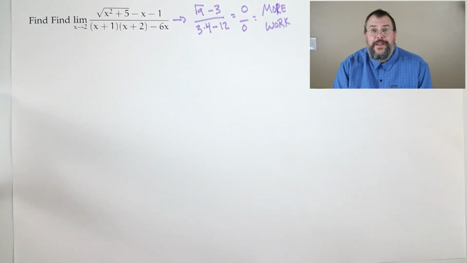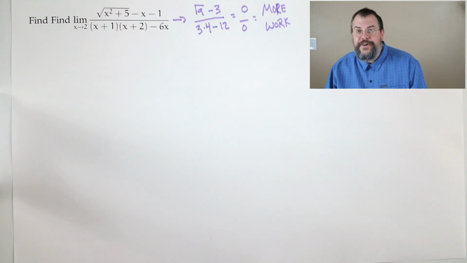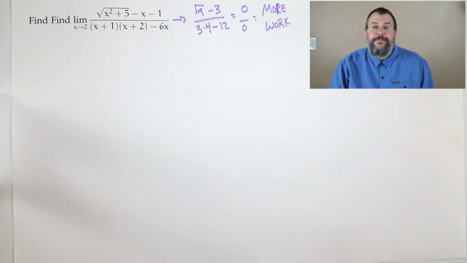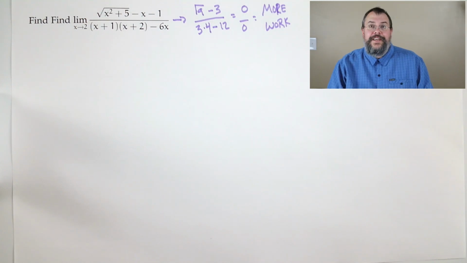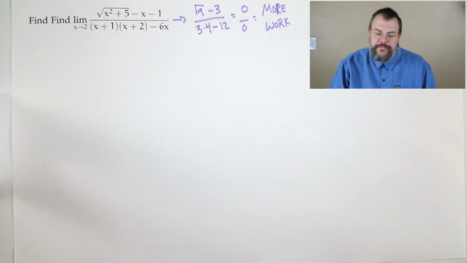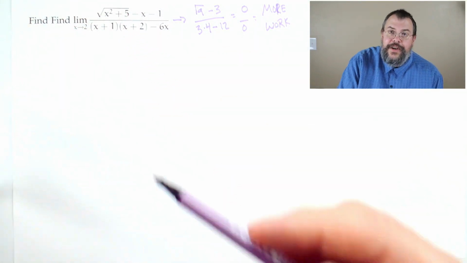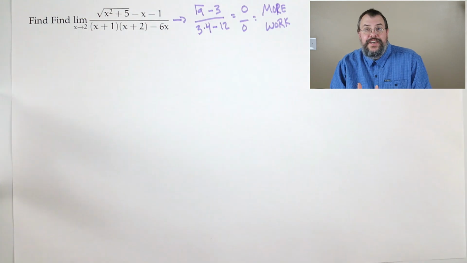Now this is going to require a little bit of thought, but that's okay. We have time to think about this. We're not under stress. We have plenty of time. Plenty of time, I hope. Okay. So how do you get rid of square roots? Well, the answer is you're going to multiply by the conjugate.